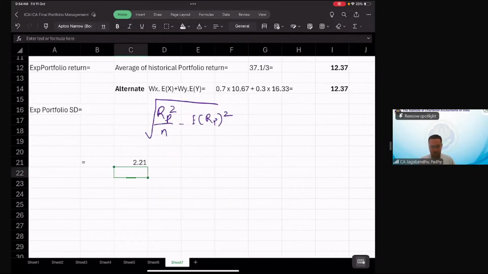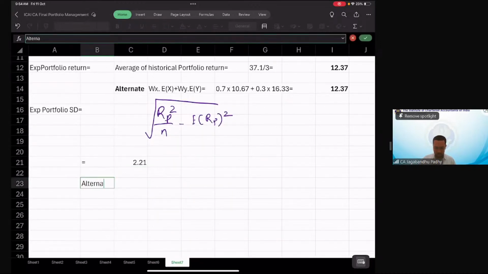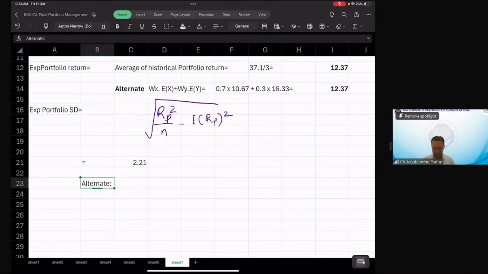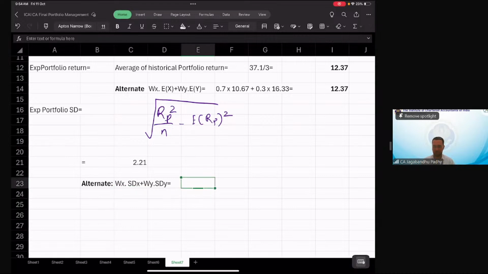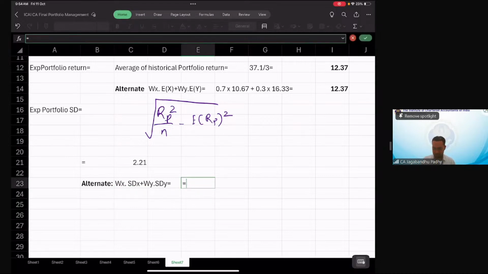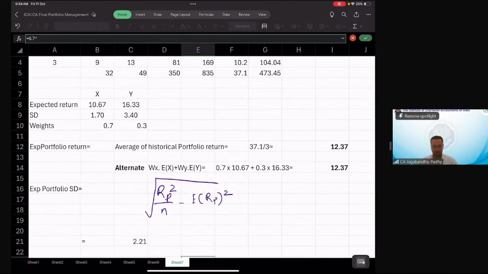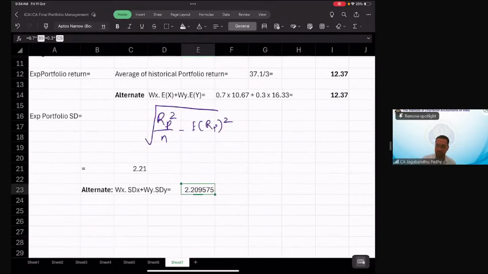Now just check, does the alternate method of just taking the weighted average of x multiplied with standard deviation of x plus the weight of y multiplied by standard deviation of y, just check if it is matching with this. Yes, sir, it is matching. So 0.7 into standard deviation of x plus 0.3 into standard deviation of y. Now it is matching this.